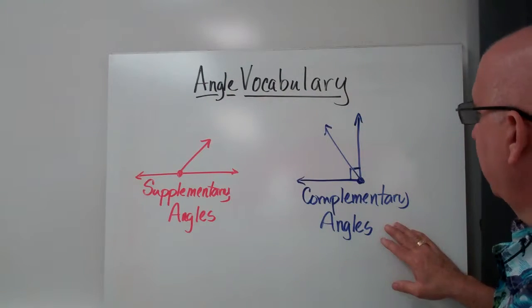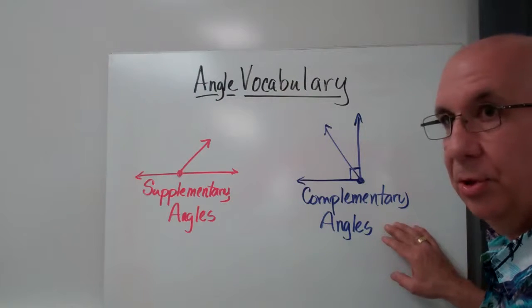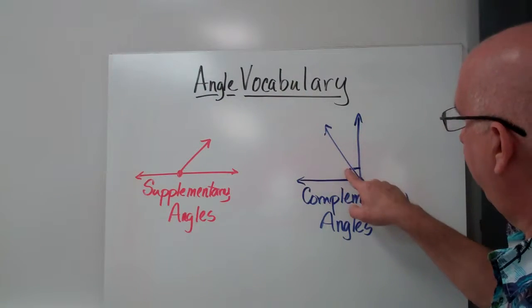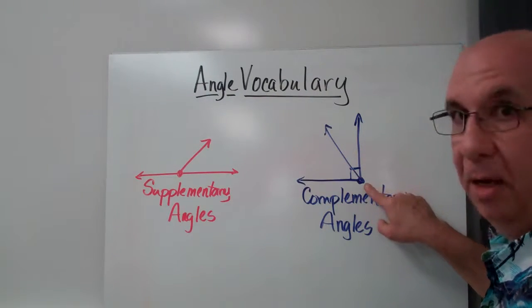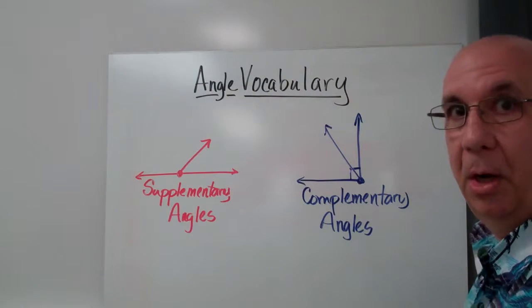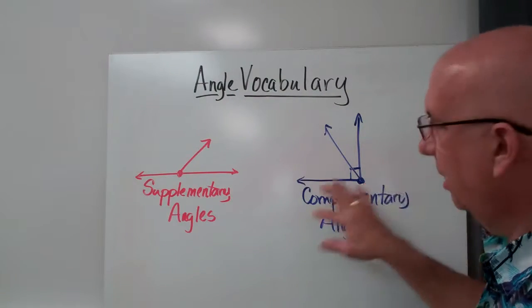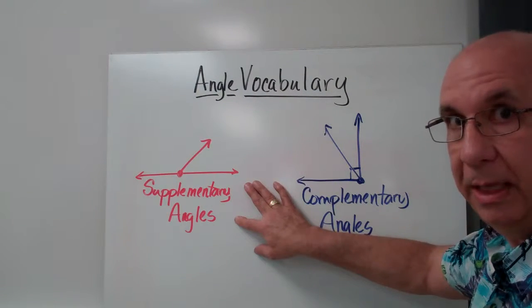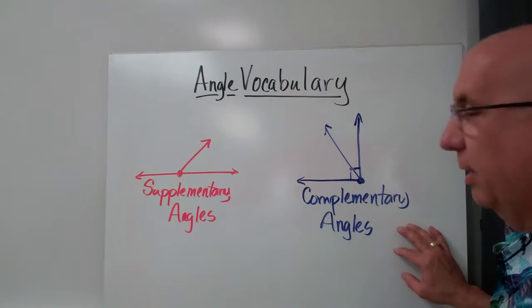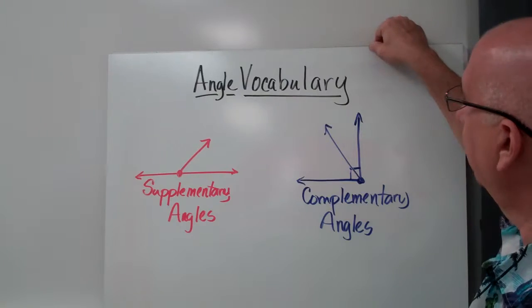The next one is a pair of complementary angles. Complementary angles are two angles that share a common side, a common ray, and a common endpoint, and the sum of the measures of which is not 180, but rather 90 degrees. So supplementary is 180 degrees. Complementary angles have a measure sum of 90 degrees.